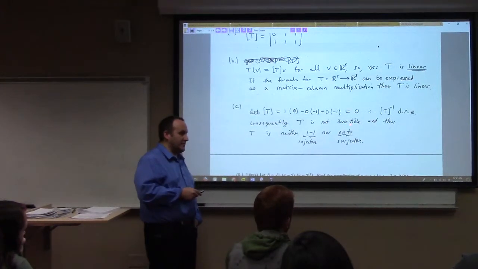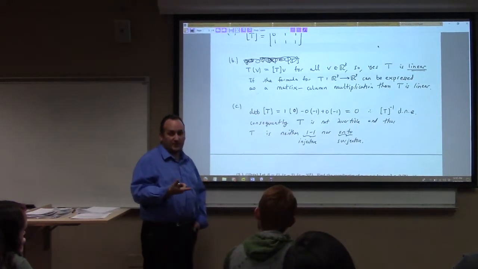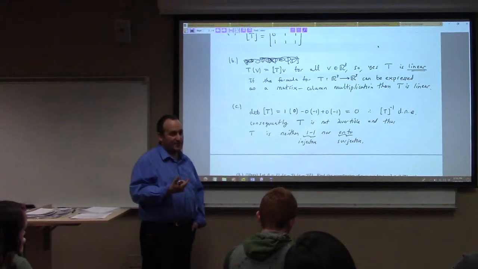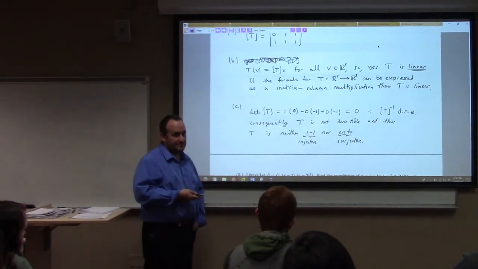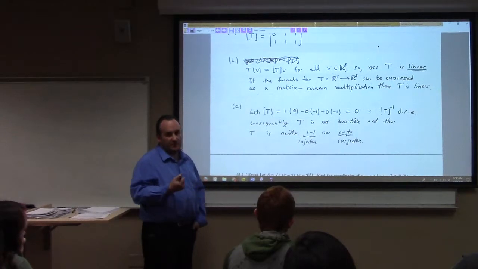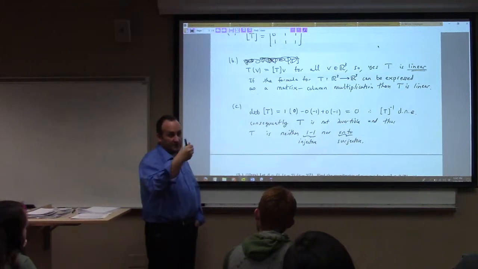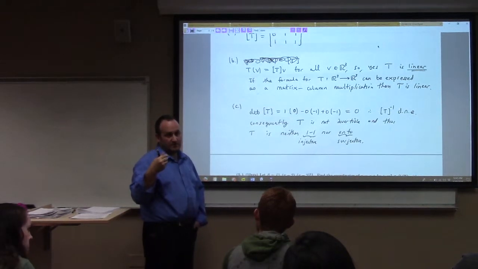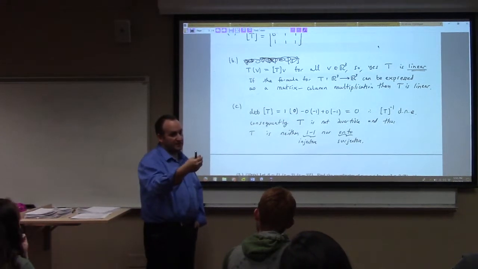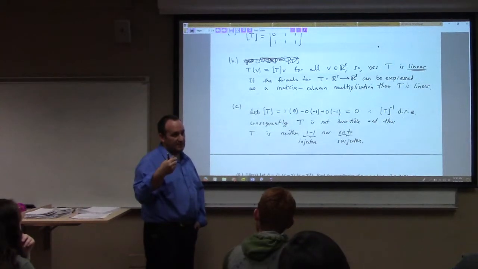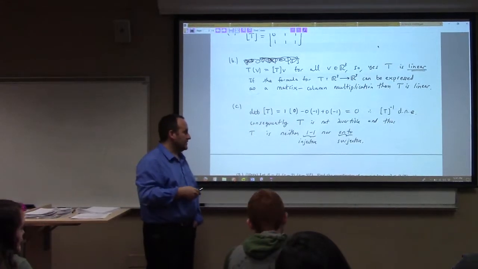If T was invertible, that would mean it's both onto and one-to-one in this context. So it can't be either of those, because it's not invertible. And we have a theorem: a linear transformation from a vector space to itself is one-to-one if and only if it's onto, if and only if it's an isomorphism. In other words, it's bijective with a linear inverse.